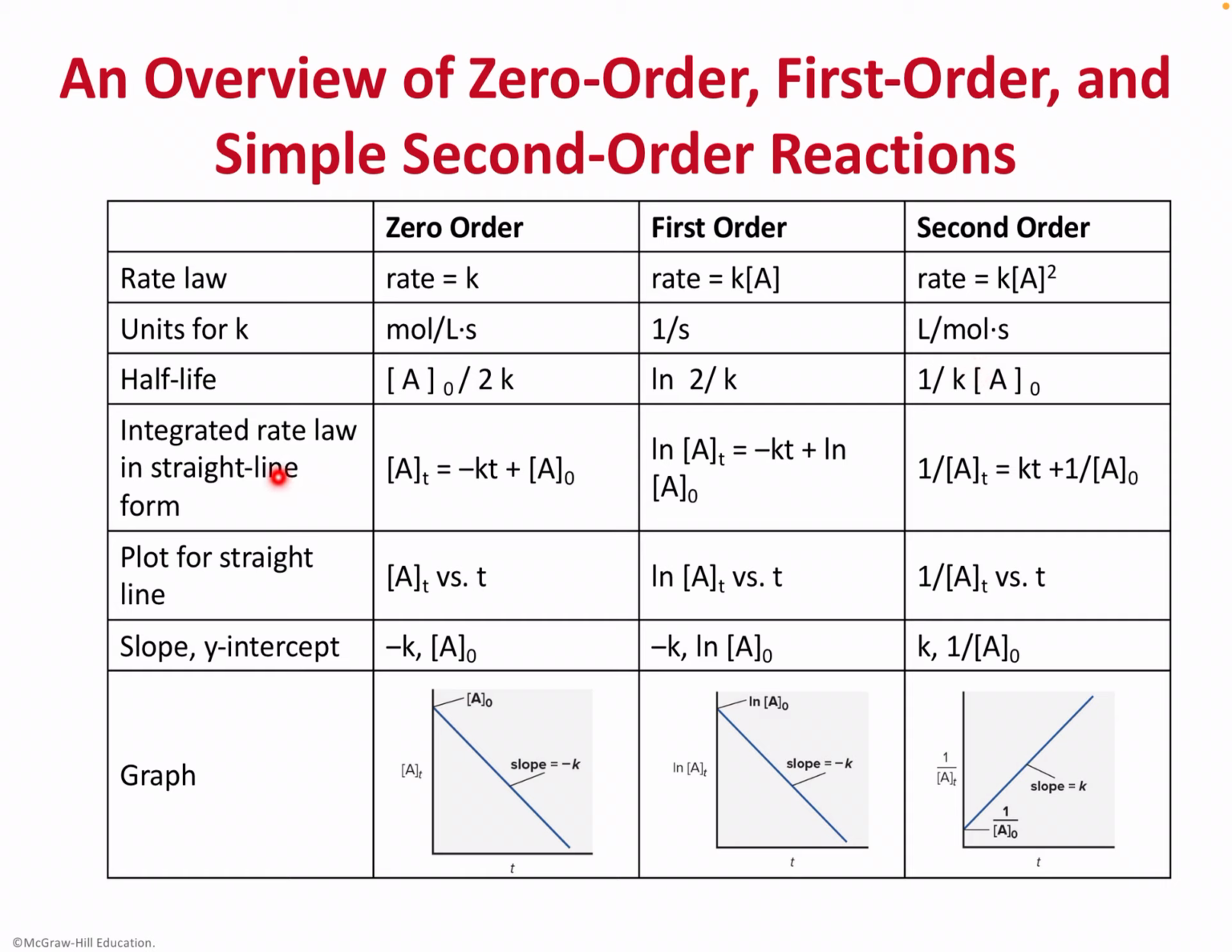And these are the integrated rate laws in straight line form. And this is the plot for the straight line. How do you plot it? Concentration of A versus time, ln concentration of A versus time, 1 over A t versus time. And then what is the slope and the intercept, and how does the graph look? This is like a summary of the three laws that we had learned.